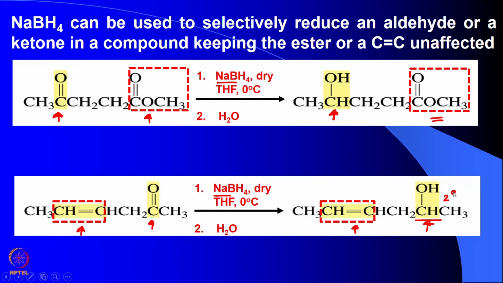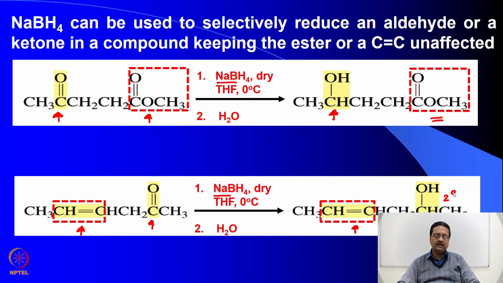So this is how one can use these reagents selectively to reduce one of the carbonyl groups, keeping the other susceptible groups unaltered. We will continue from here in the next class.